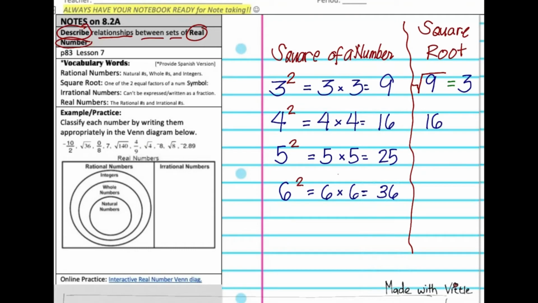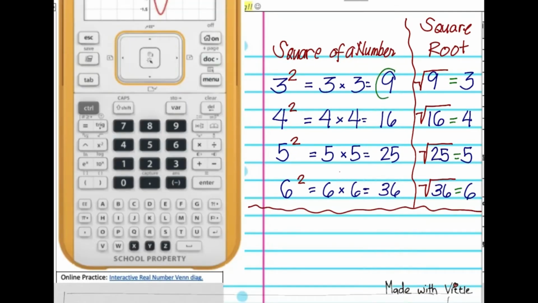Now let's take the square root of 16 by putting it inside a radical sign. What was the number that we put in the second power to get the 16 earlier? It was the 4. So the square root of 16 is 4. What will be the square root of 25? The square root of 36 is 6.